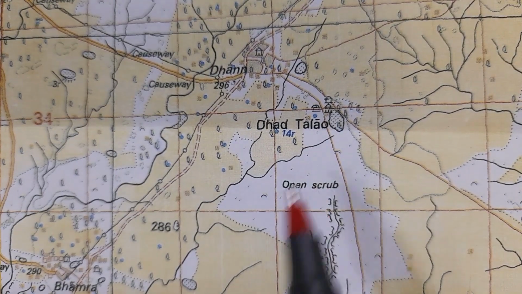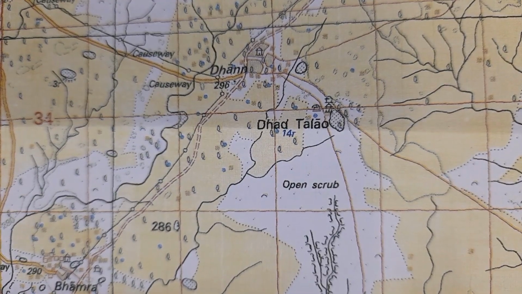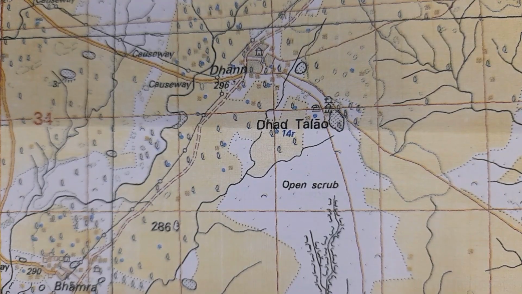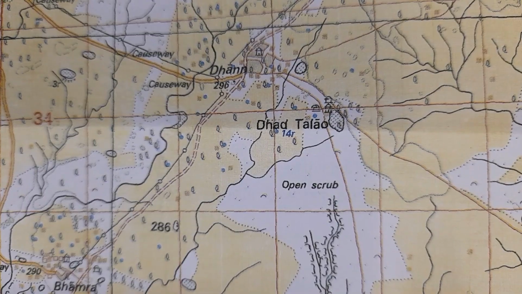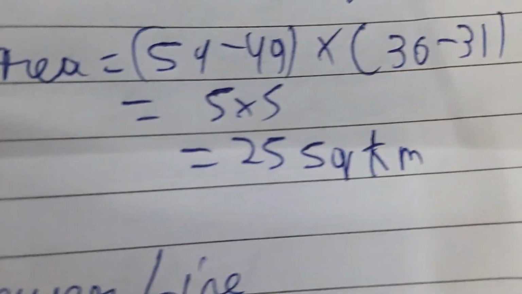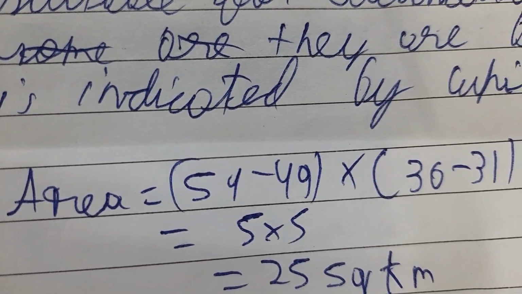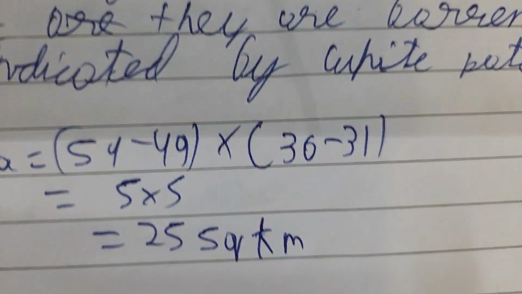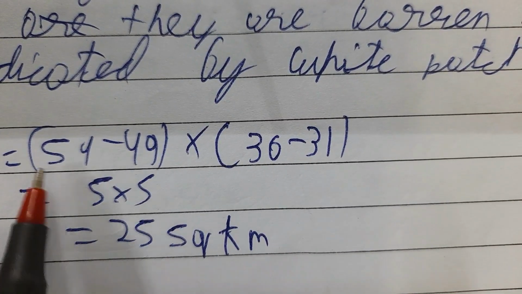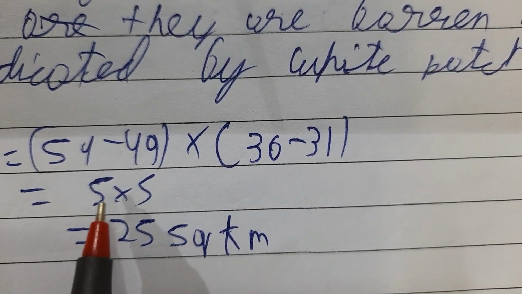Now calculate the area of the map from eastings 49 to 54 and northings 31 to 36. For this one you can use a very simple calculation. You can say eastings into northings. You have to multiply the difference between the eastings and the northings. 54 minus 49, and 36 minus 31. So you get 5 into 5, that is 25 kilometer square.